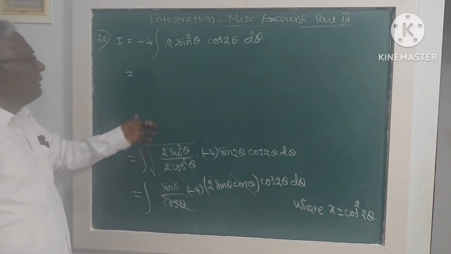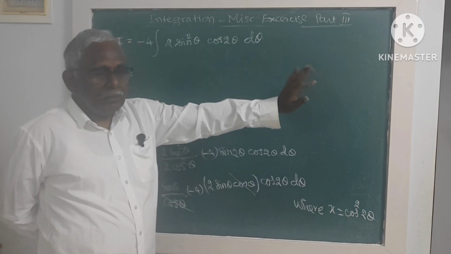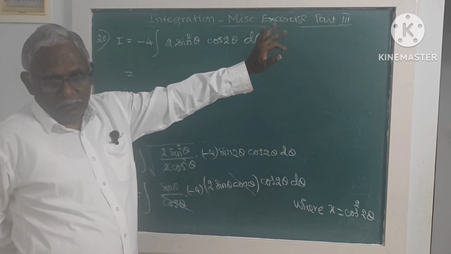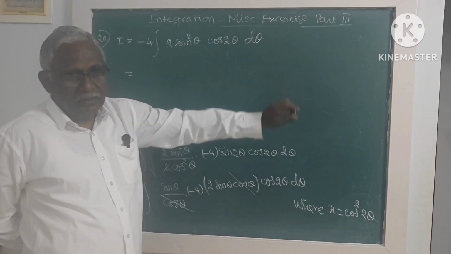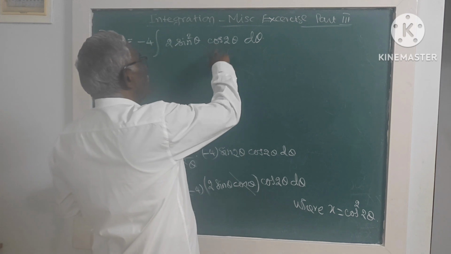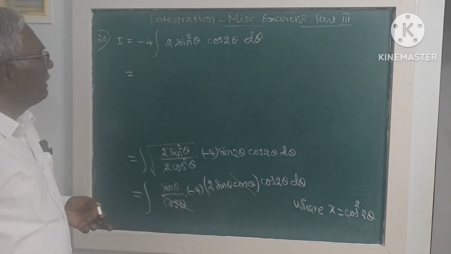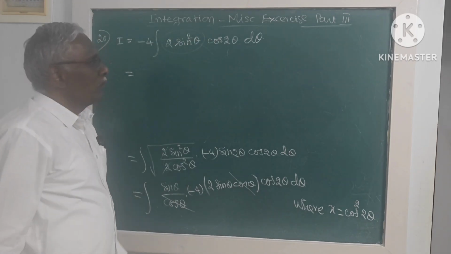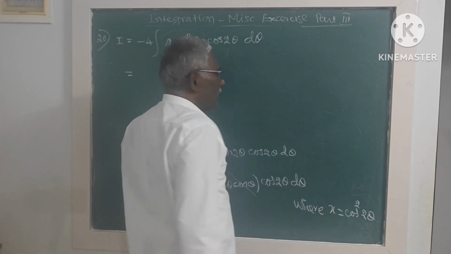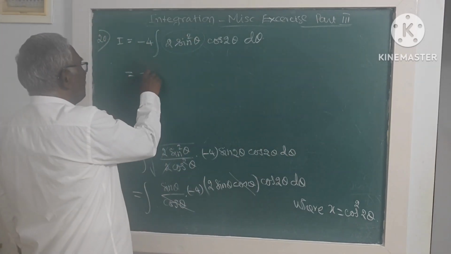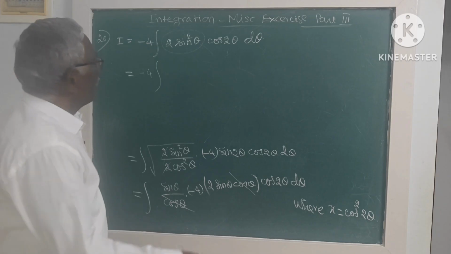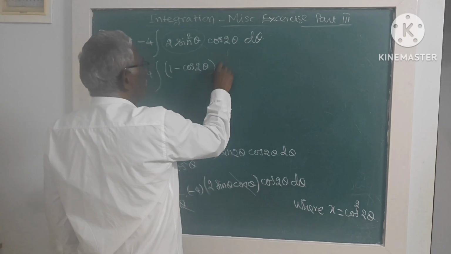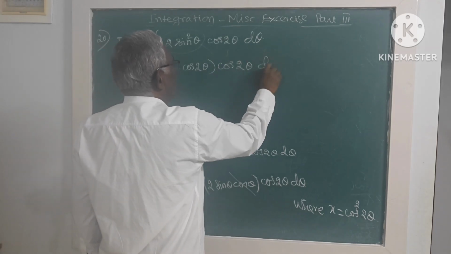Now how can we proceed? Cos 2 theta we can write in terms of 1 minus 2 sin square theta. Then sin square theta will become sin power 4 theta. That's not easy to integrate. Even if you write 2 cos square theta minus 1, again it is not easy. So we can convert this using, what is the formula we know? 2 sin square theta, we already saw, is nothing but 1 minus cos 2 theta, into cos 2 theta d theta.